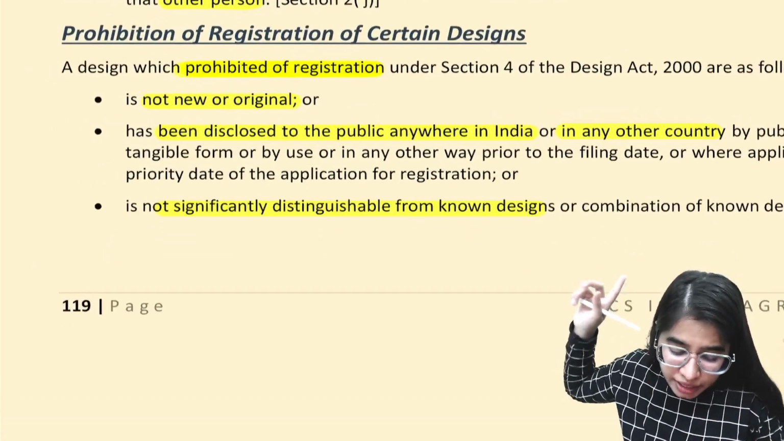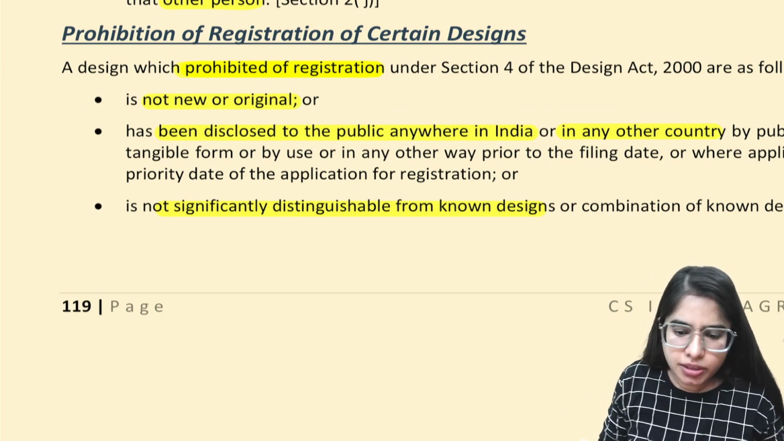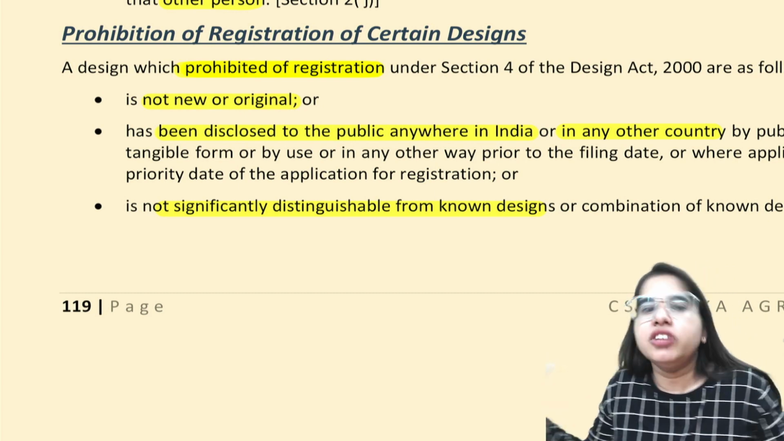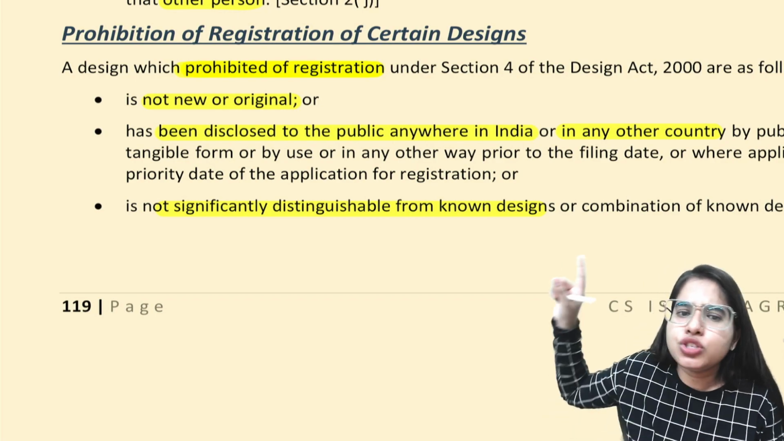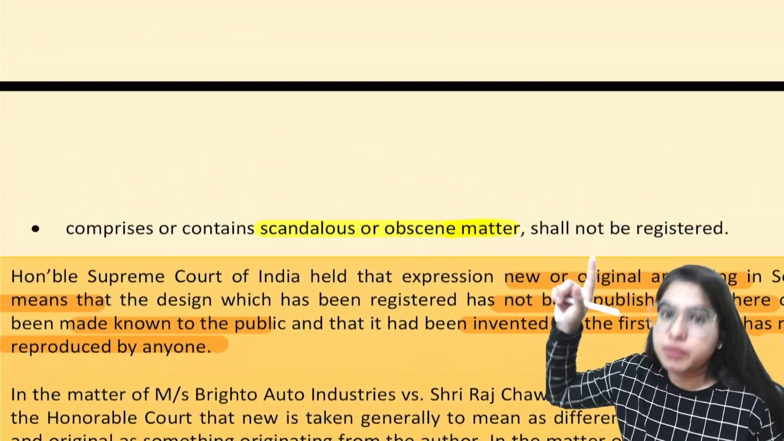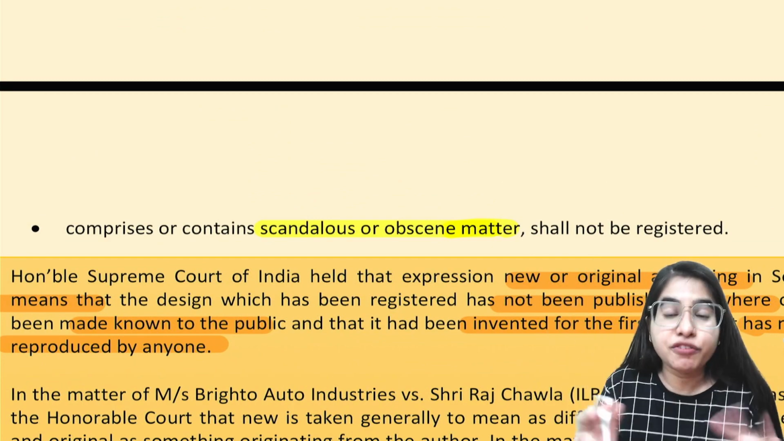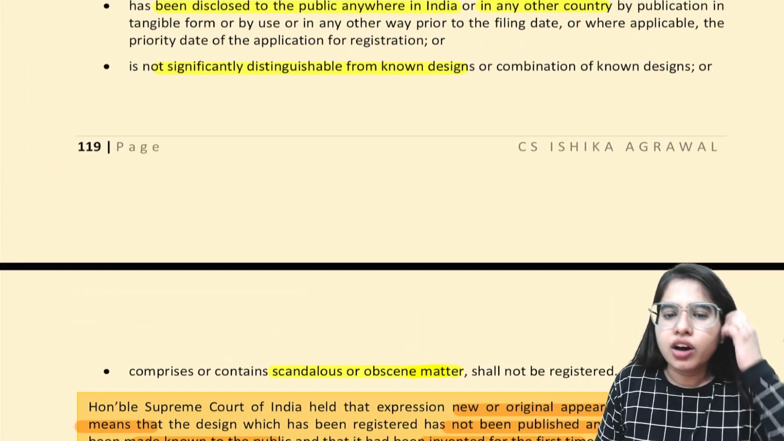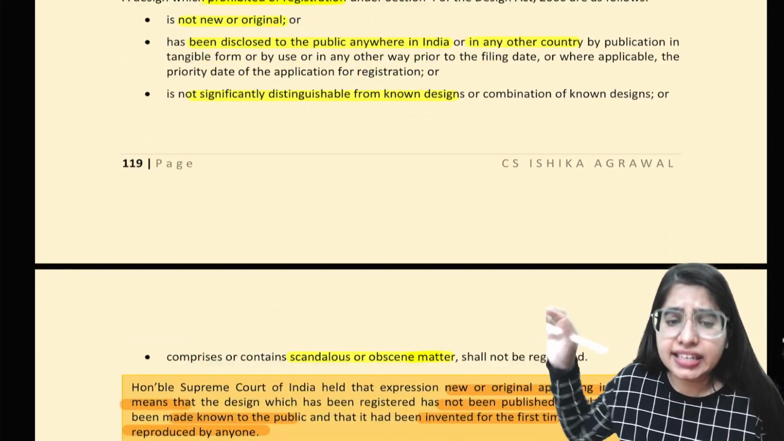Point number 3, it is not distinguishable from other designs. That is not unique. It means you made a design which is pretty common, like other designs. You did not make something unique. And lastly, the 4th point, something which is scandalous or obscene. Obscene means offensive. Any design you made which is offensive to a particular community will not be registered if it is scandalous or obscene.